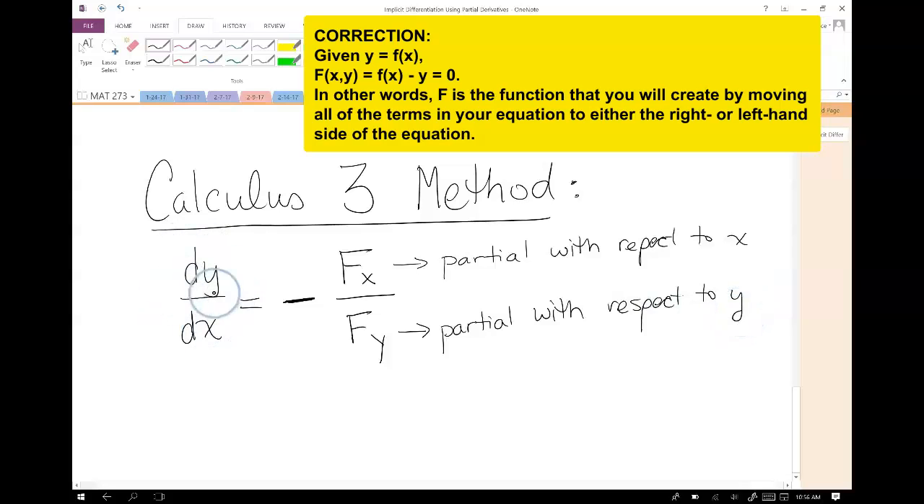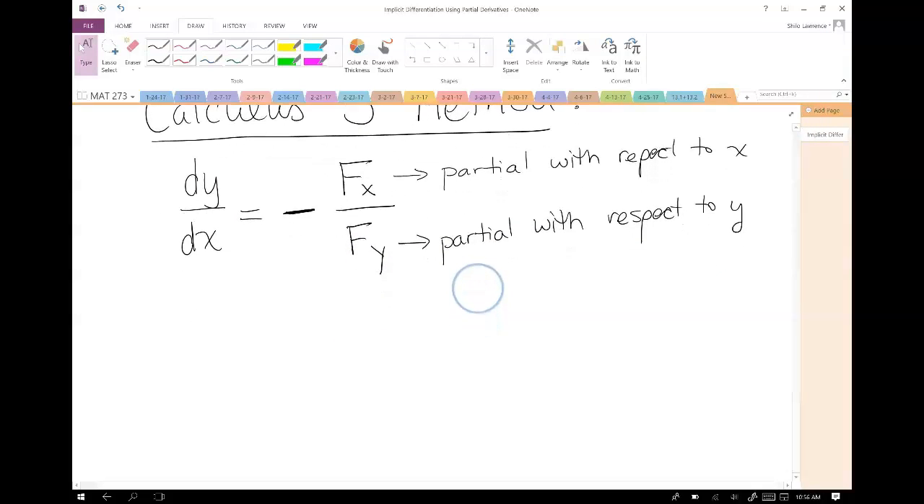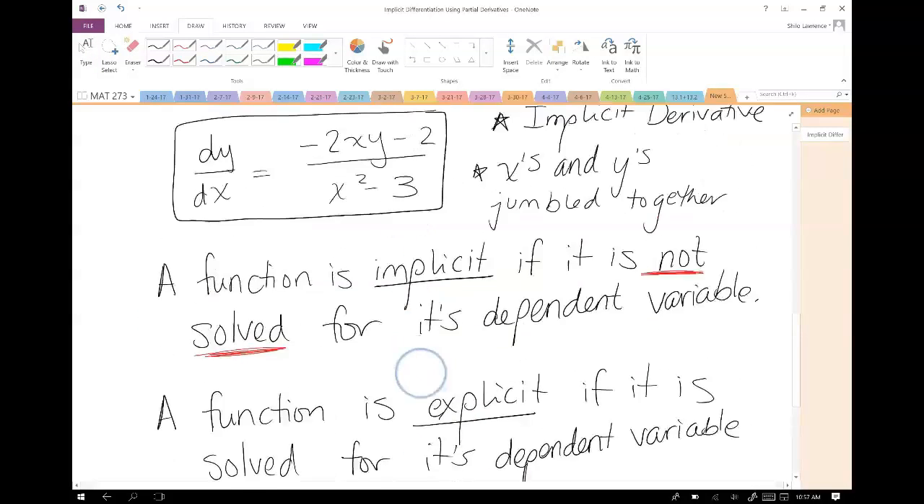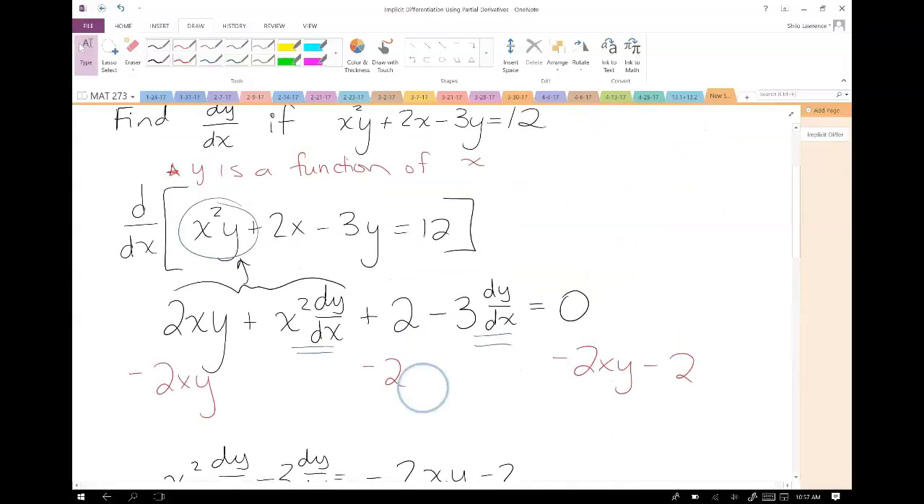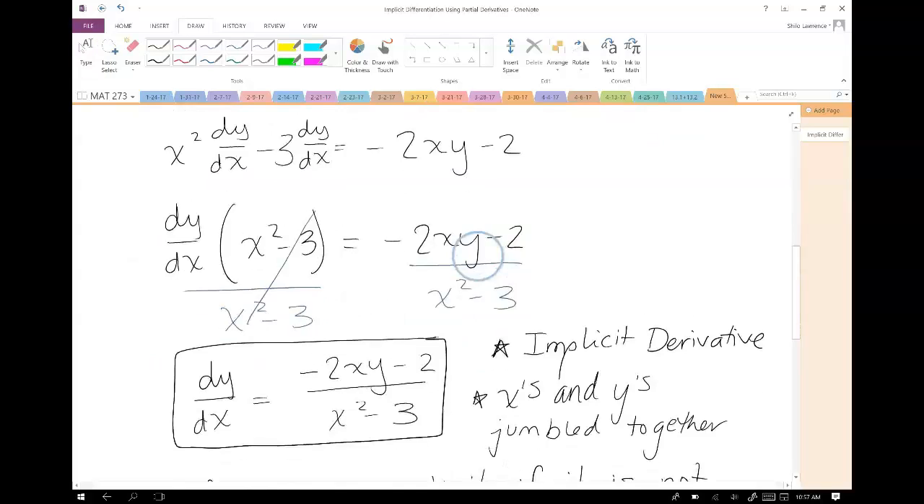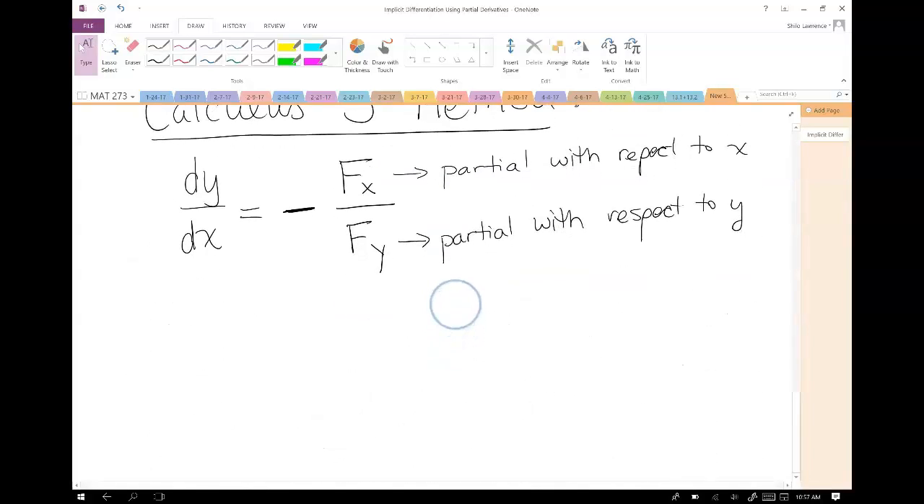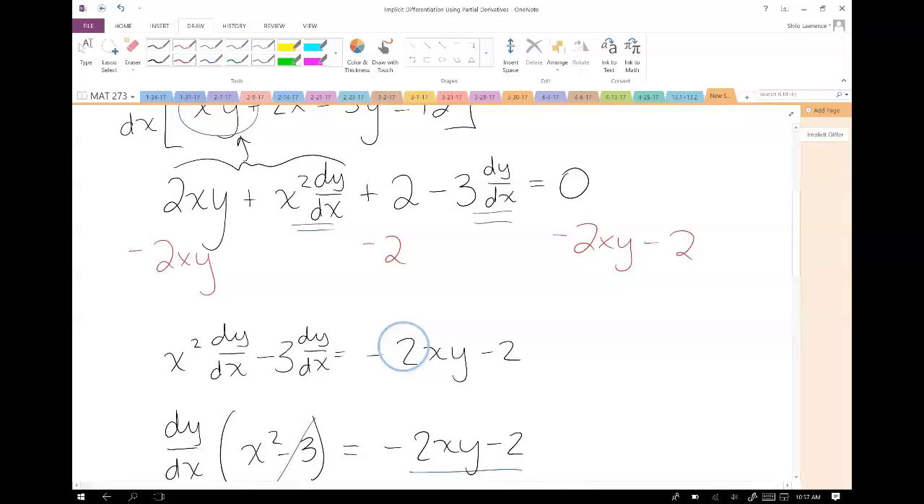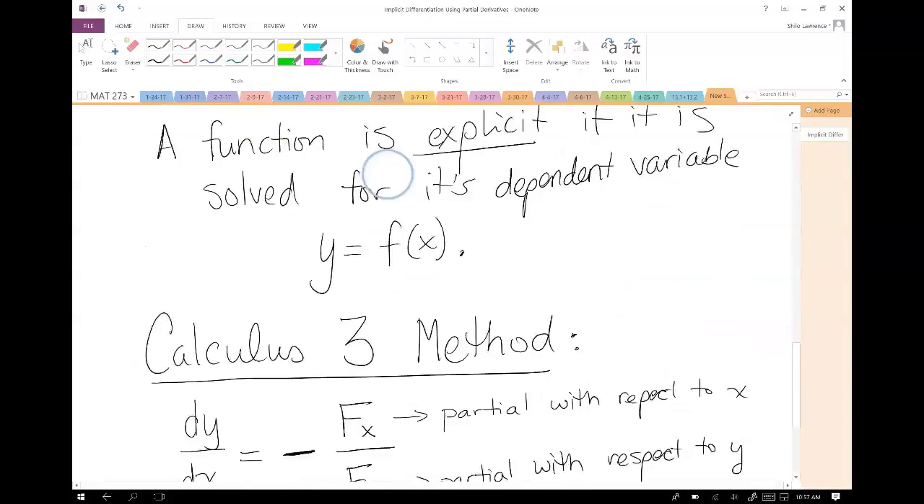So no matter what type of derivative you're asked to find, you can just negate it and flip it and use partial derivatives. So with this exact same function we just did, x squared y plus 2x minus 3y equals 12, if we do it with the partials method, we have x squared y plus 2x minus 3y.